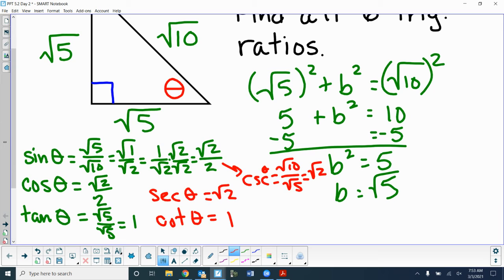A few of you just had one answer. Like you just found the missing side, but you didn't write all the fractions. So make sure you do the whole thing when we get to the quiz on Friday. All right, so number 3, the answers are 94, right?